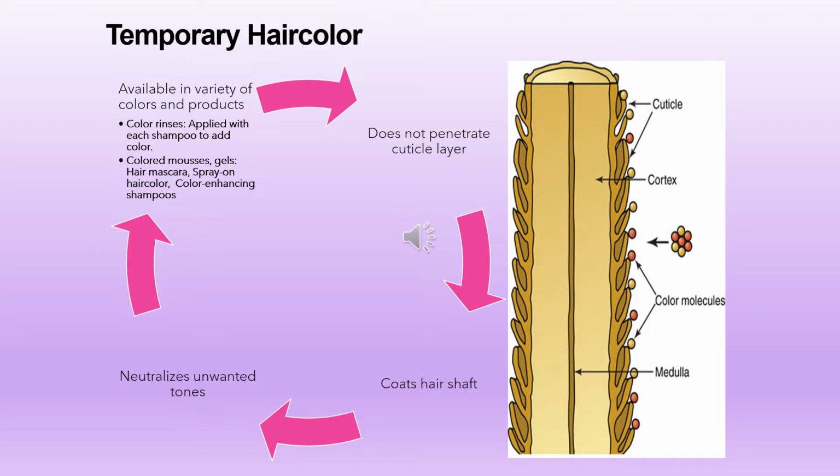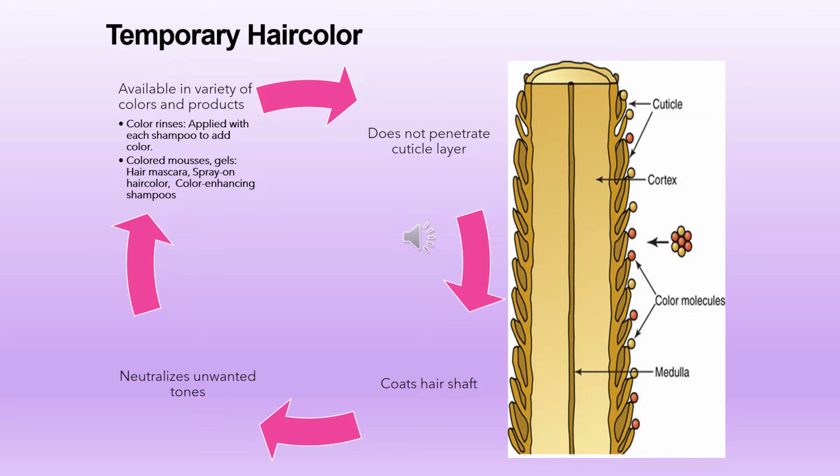Temporary hair color. Your temporary hair color comes in a variety of colors. It comes in rinses that are applied with each shampoo to add color. Then you have your combined mousses, gels, hair mascara, spray-ons, hair colors, and your color enhancing shampoos. These do not penetrate the cuticle hair layer. However, they do coat the hair shaft and they neutralize unwanted tones.